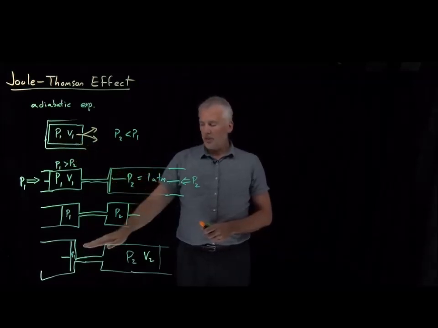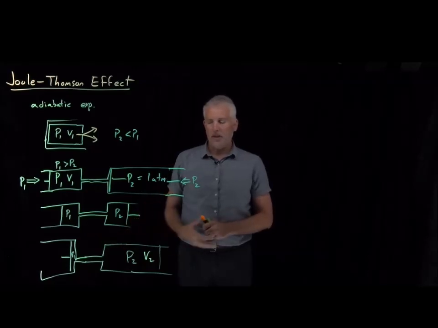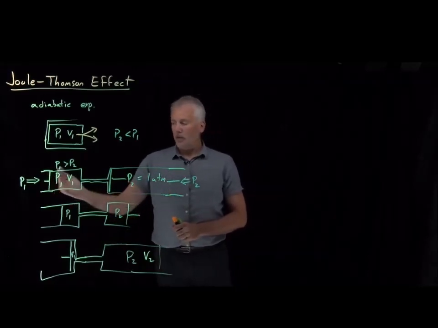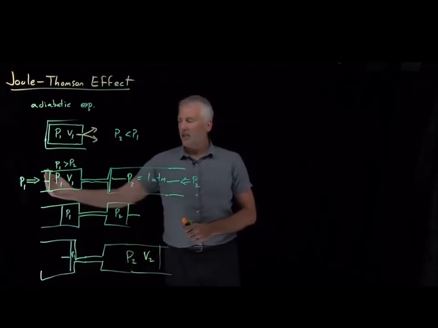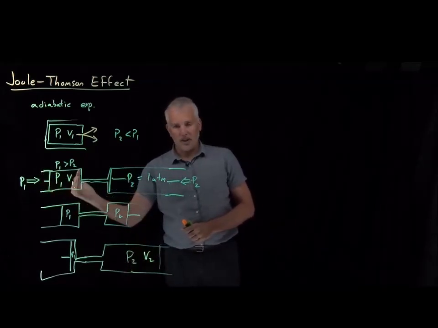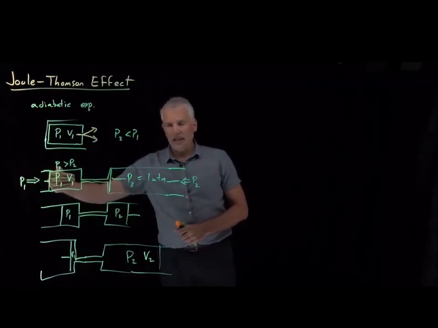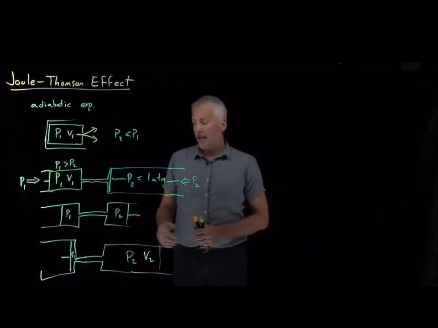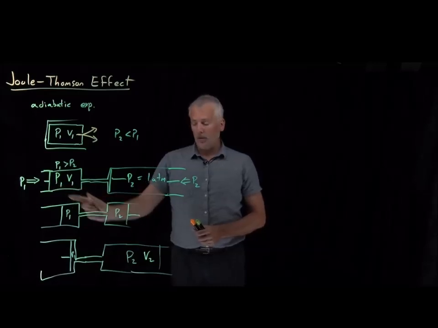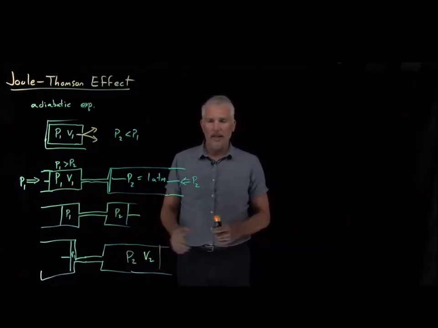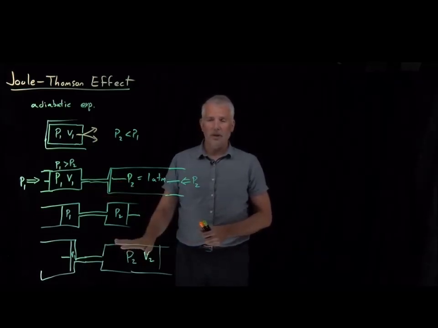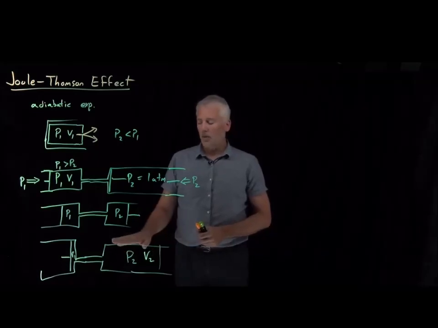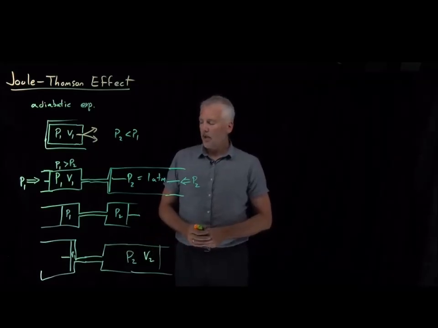Now that I've constructed this process, it looks in hindsight like maybe that wasn't a good idea, because in this case, all of the PV work of doing the expansion into this second container is being paid for by the PV work of compression that I've had to do to compress the gas in the first place. And in fact, if we had an ideal gas, P1V1 would be equal to P2V2, and I wouldn't get any net cooling out of this process. But it turns out if you do this in the real world, you do get some cooling effect for a non-ideal, for a real gas. So we're going to be able to understand where that comes from.